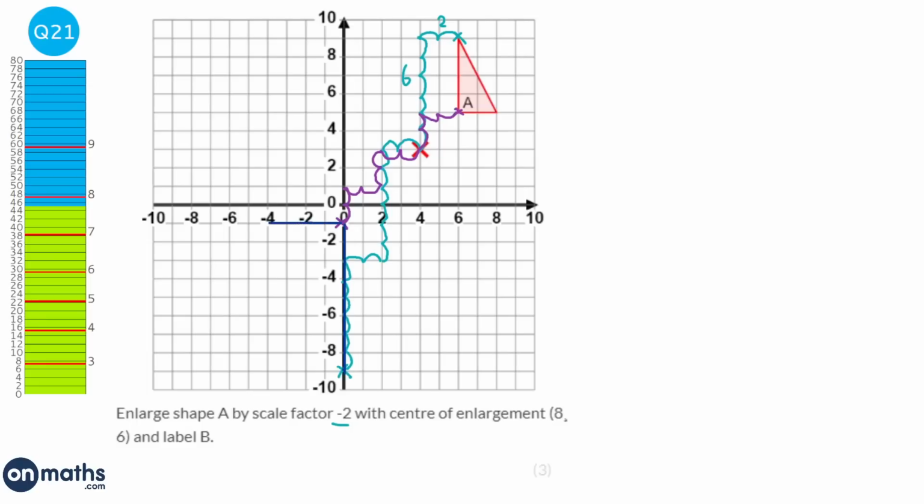And so a scale factor of -2 would be, instead of 2 to the right, if you negate that, it's going to be left, and if you times it by 2, it's going to be 4. And let's just draw in our last part of it, and that's going to be our new triangle there. And it says to label it B, so we're just going to put B on it.